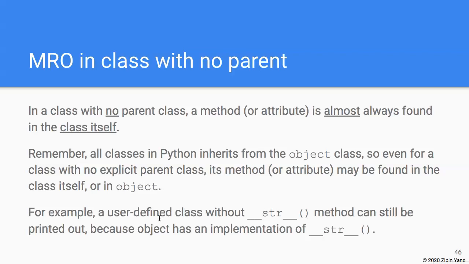So one example that we run into all the time is any user-defined class can be converted to a string by calling the dunder str method, even if we don't define the dunder str method. And that is because object, the mother of all classes in Python, has an implementation of the dunder str method.